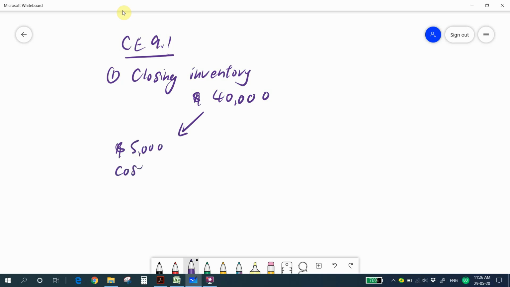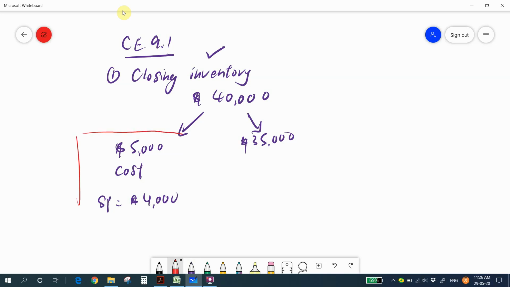The cost is 5,000, but the selling price is 4,000, and the remaining balance for the stock is 35,000. So this is the information we have. With this additional information, they want us to identify the correct closing inventory value. So let's look at this portion.